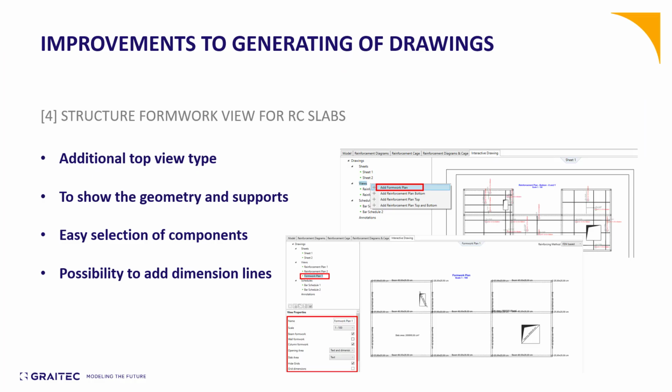I will switch back to the presentation because the next point is also related to the drawings, and is related to the RC slab module. You can now generate formwork views for RC slabs. It's an additional top view of a slab without reinforcement, but with element descriptions. Using new options, we can select the type of the displayed descriptions. We can also manually add dimension lines to get the final formal drawings.